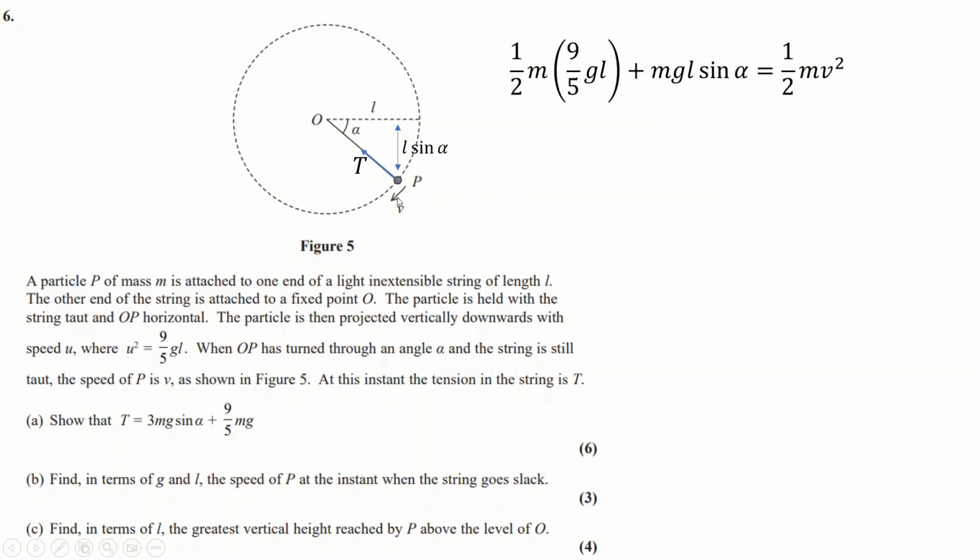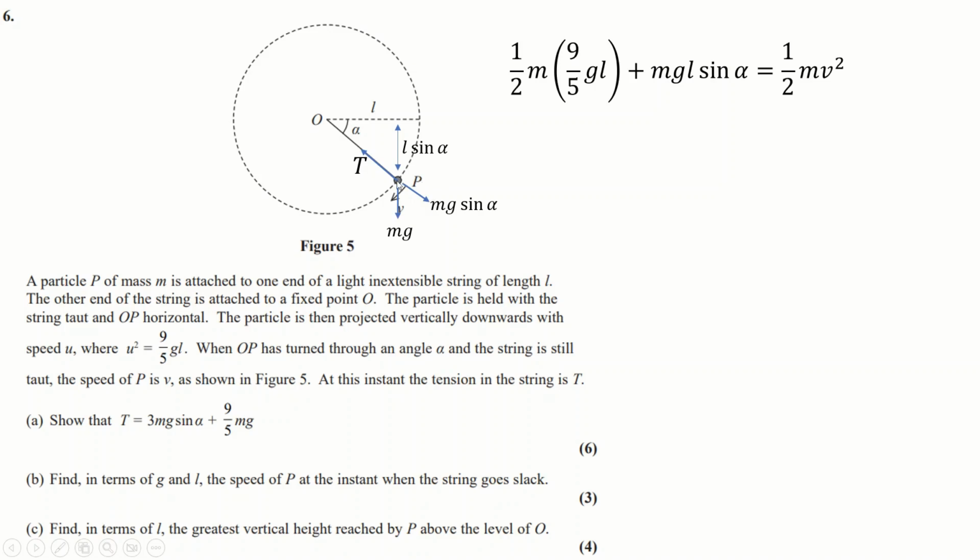We also have more things going on here. We have an mg going straight down from this particle, and that means we have a component this way of mg sine alpha. Now, the way that I worked that out was a bit annoying. I said if you go across here, that's alpha, and now this is mg here.